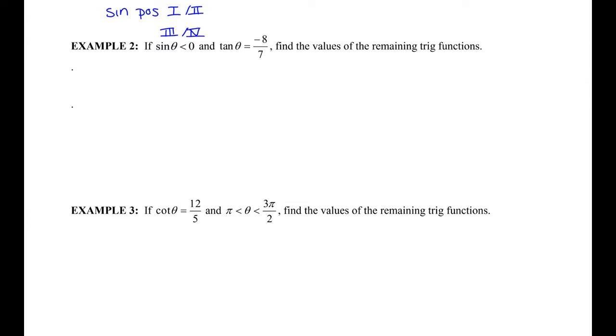Next, we are told that tangent of theta is equal to negative 8 over 7. Again, the diagram on the front tells us when tangent is positive. So we know that tangent is positive in quadrant 1 and quadrant 3, which means it must be negative in quadrant 2 and quadrant 4. Based on this information, we know that we are drawing our reference triangle in quadrant number 4.